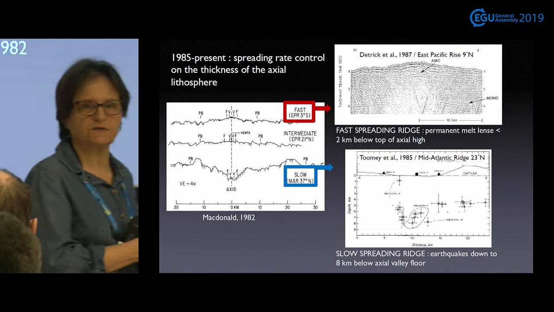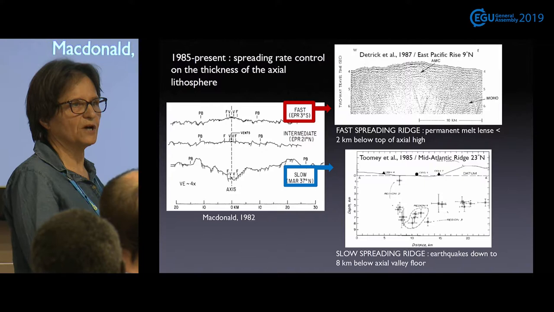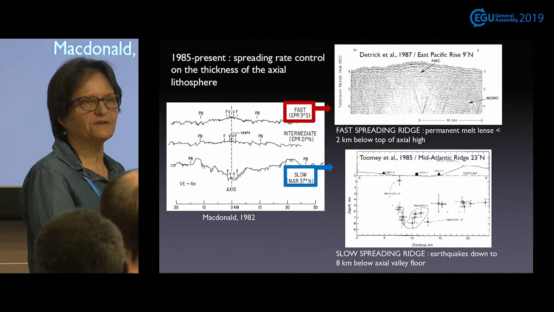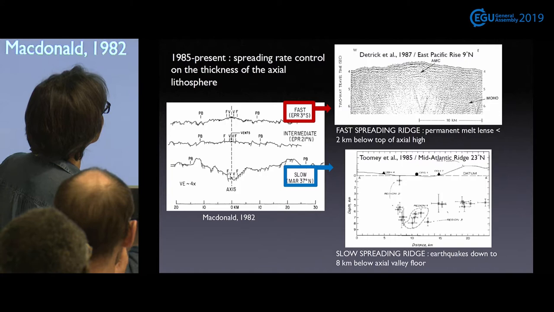And this reflector is very strong, and when you have seismic refraction data that allow you to model the seismic velocities corresponding to the reflector, you find that the only way to explain this reflector is by having a lot of melt. So this is interpreted as, at the beginning it was called AMC, which means axial magma chamber.